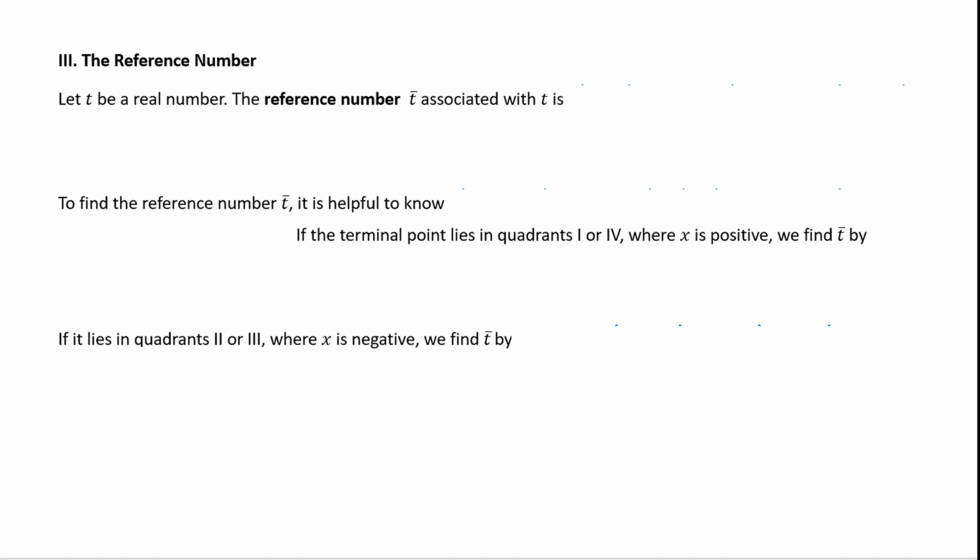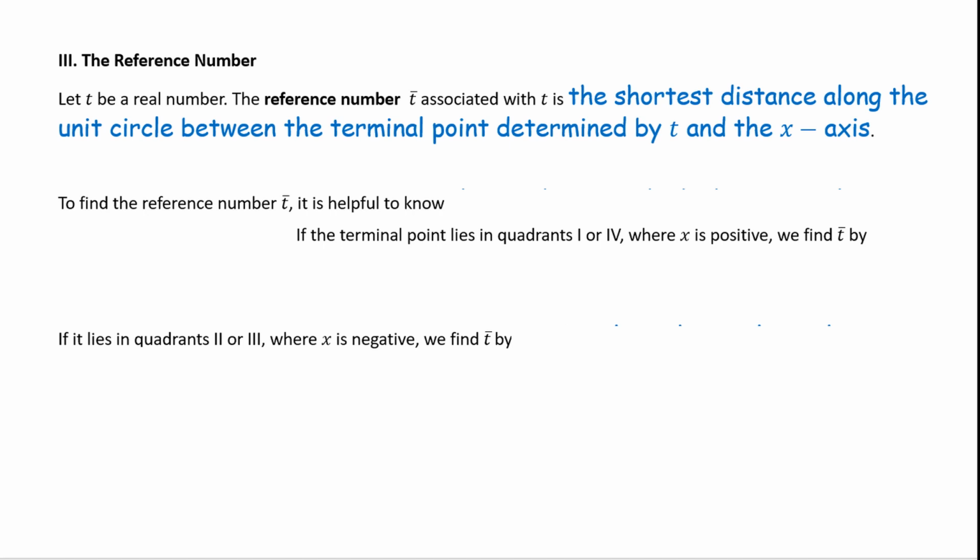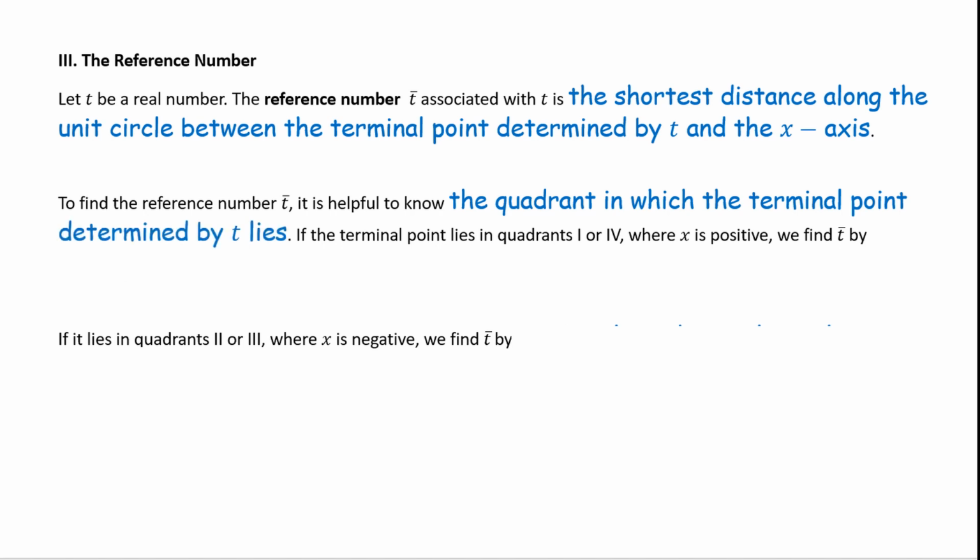3. The reference number. Let t be a real number. The reference number t bar associated with t is the shortest distance along the unit circle between the terminal point determined by t and the x-axis. To find the reference number, denoted t with a bar above it, it is helpful to know the quadrant in which the terminal point determined by t lies.